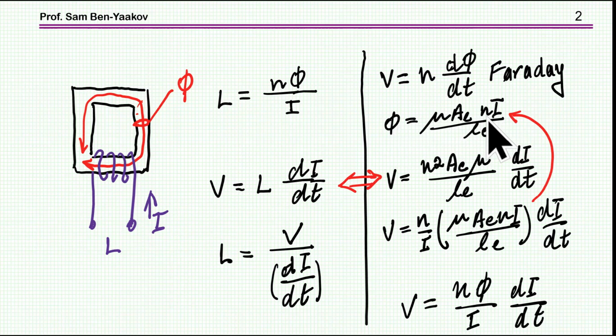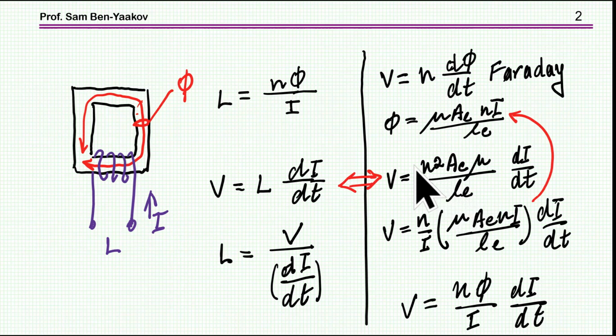So if I put this expression in this derivative, everything here is constant except for the I, so I end up with this expression, N squared Ae mu over Le times di/dt. This is the derivative here. And as you'll notice, we see that L can actually also be expressed as N squared Ae times mu over Le. This is really heavily related to the structure, that is the cross-section and the magnetic path length.